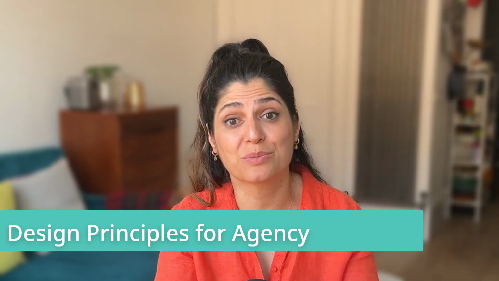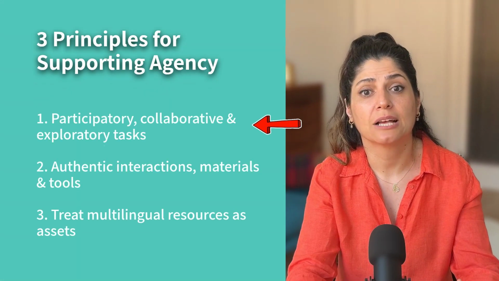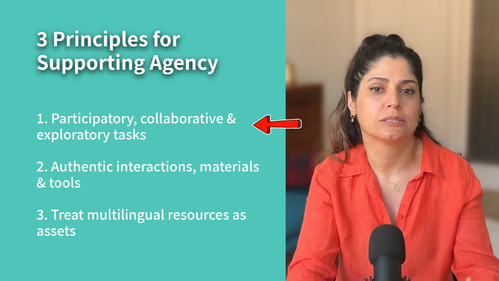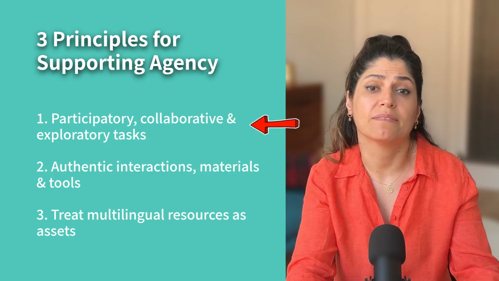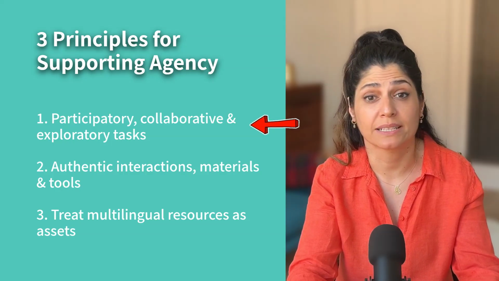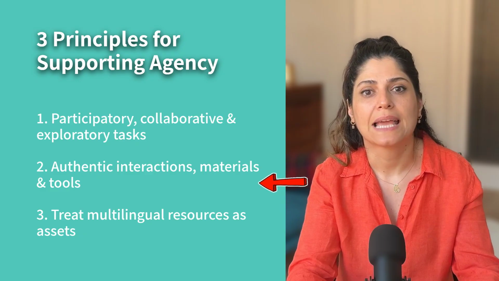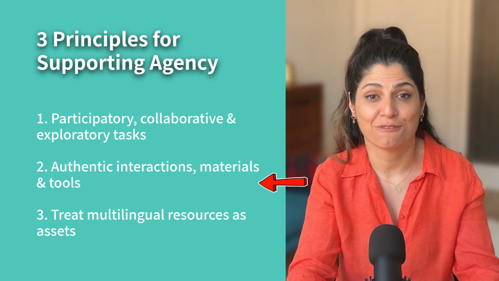So here are 3 principles that we can use for spaces that support learner autonomy. First is that tasks should be participatory, collaborative, and exploratory. Learners need access to opportunities where they can make decisions, investigate, and perhaps interact. The second one is learning spaces can include authentic interactions, materials, and tools. The aim is not only to practice language, but to notice and use language in meaningful ways.